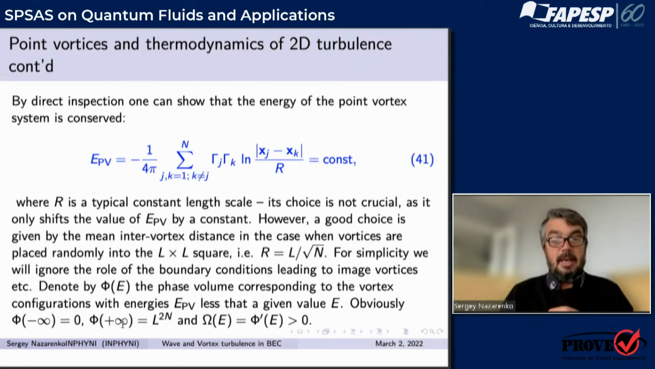And for plus infinity, we have all the vortices that are counted, all of such energies will be less than total energy E. Therefore, we have the total phase volume, which is L to the power 2n. So why is it 2n? Because the phase volume consists of the coordinates of all the particles, the direct product. So each vortex has two coordinates, x and y, and therefore for n vortices, the volume will be L to the power 2n.